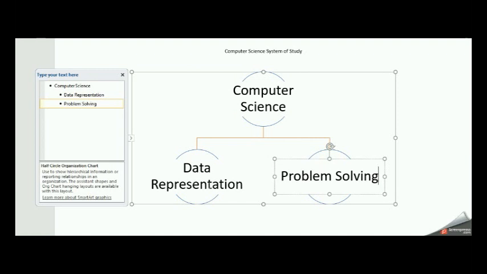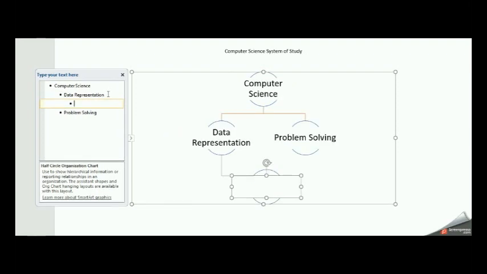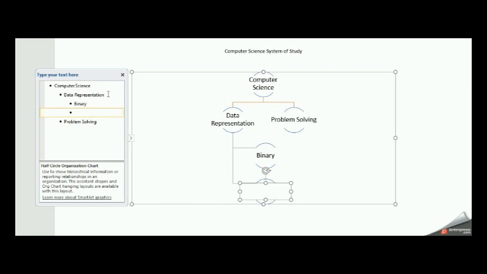Can we break down data representation any more? Yes, we can. So we're going to create another subsystem, and this subsystem is going to be, we've looked at binary numbers, and we've looked at denary numbers. So right now, our system has computer science. We've then got two subsystems. So we've broken it down. So imagine you've got a magnifying glass, and you zoomed in on computer science. You'll see inside computer science data representation and problem solving.